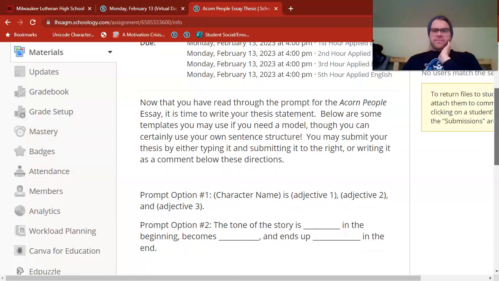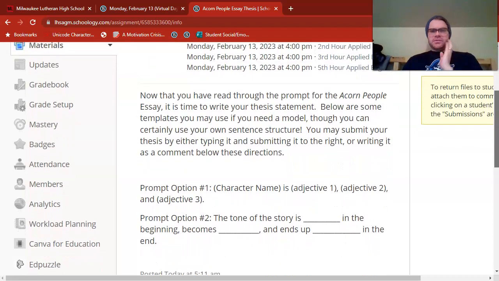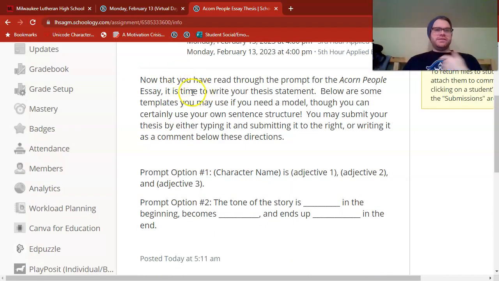So your assignment for today, and you've got a couple options on how you can turn this in. I simply want you to write your thesis statement for your essay. So you might want to spend some more time with the prompt to decide which route you're going to take for your essay. But I do want you to get a start by identifying your thesis statement, the most important sentence or two in your essay. I have included some templates you can use as a model, depending on which prompt you're going for. You can certainly use your own sentence structure if you like something different as your thesis.